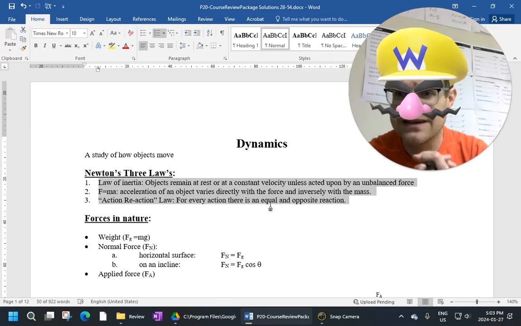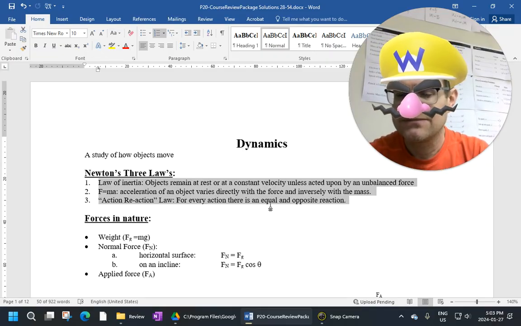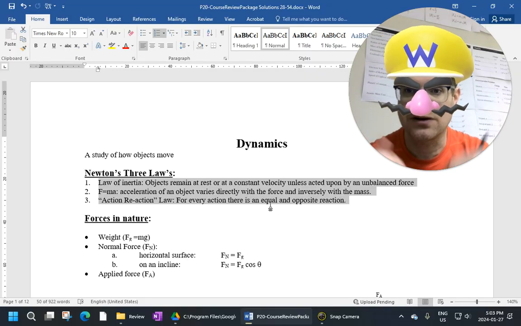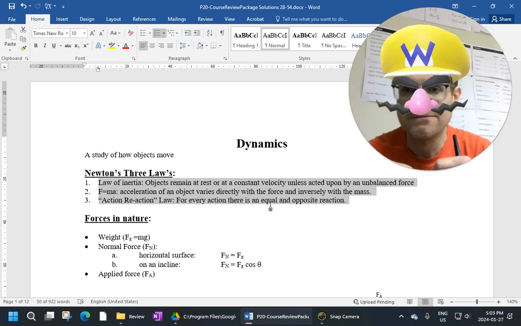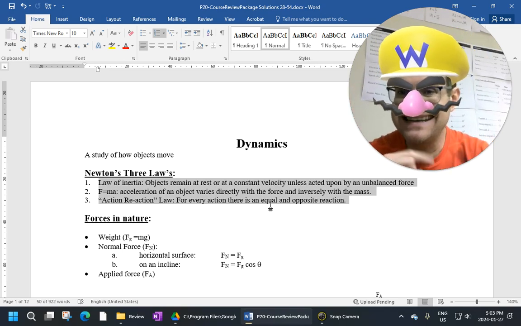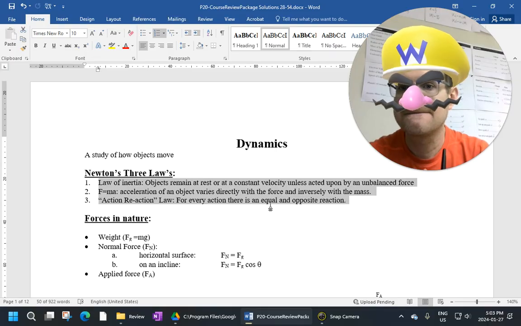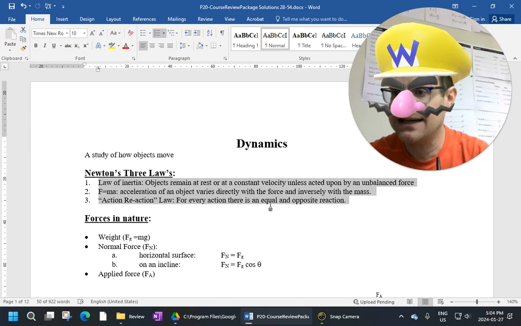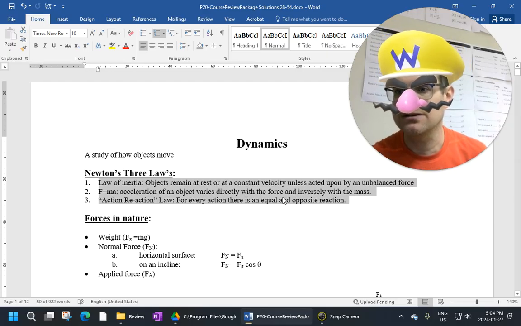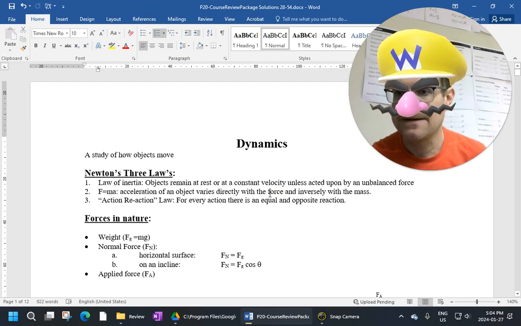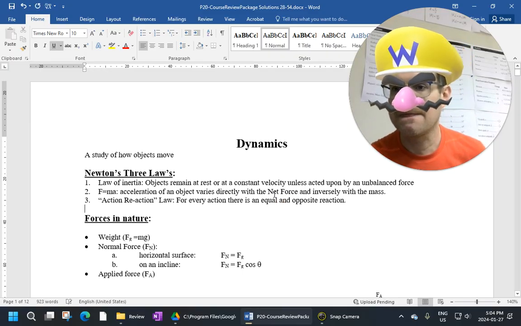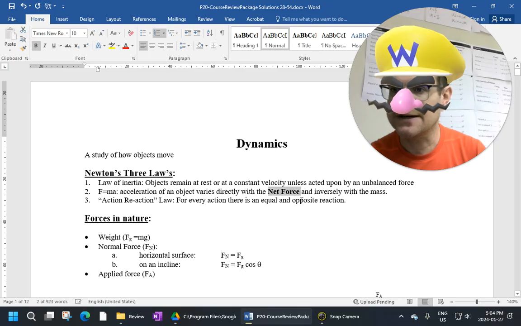The next one here. I really don't like the wording of this little package here, but the F is equal to MA formula, which is probably better if it was A is equal to F over M, that's what's on the formula sheet. Where F net is the net force, the acceleration is directly proportional to the net force and inversely proportional to the mass of the object. All right, so I'm actually going to just change the wording right now. Probably save this later. All right, so the net force there.